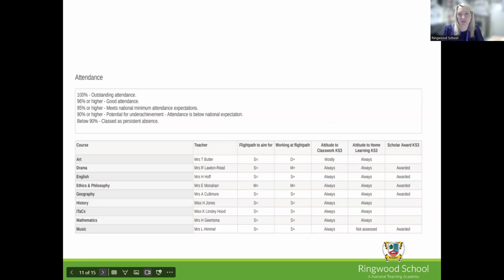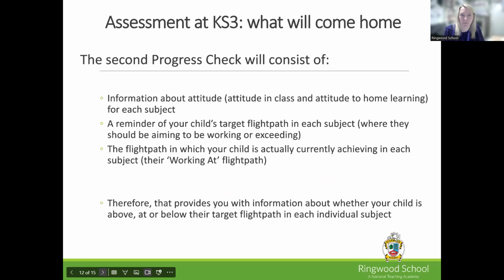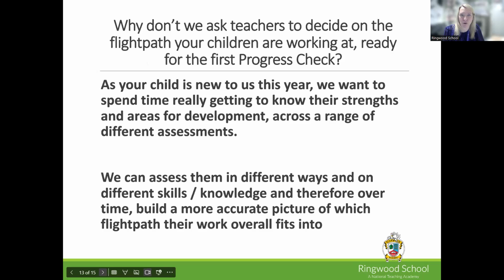But in the second progress check later on this year, you will get the target flight path, which is flagged there as the flight path to aim for, and you will get the working at flight path. So you'll be able to see whether your child is reaching or exceeding their flight paths. And if they're a little bit under, start talking to them about what is preventing them from making quite the progress that we might hope they'll make, so that we can unblock those blockers and take those barriers away with them. So that's a summary of what the second progress check will consist of: information about attitude, a reminder of your child's target flight path, and the flight path at which your child is currently achieving, which provides you with the information about whether your child is about, above, at, or below. You can work that out by comparing those two columns.